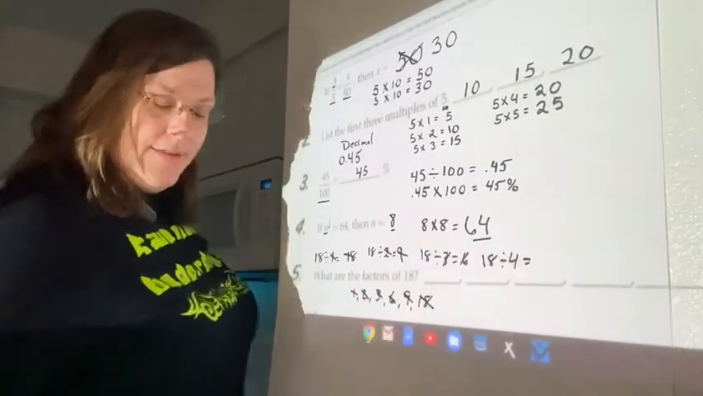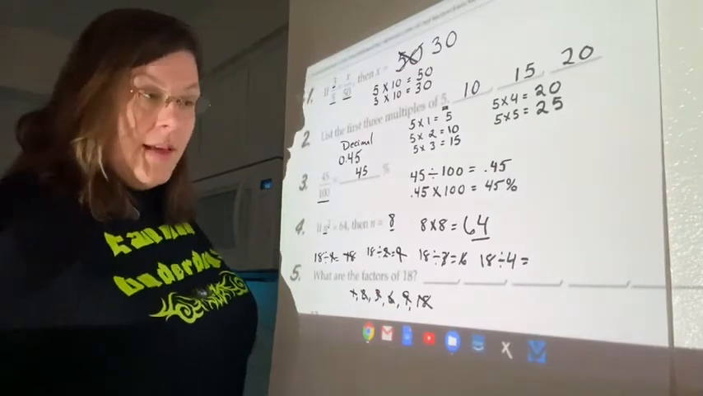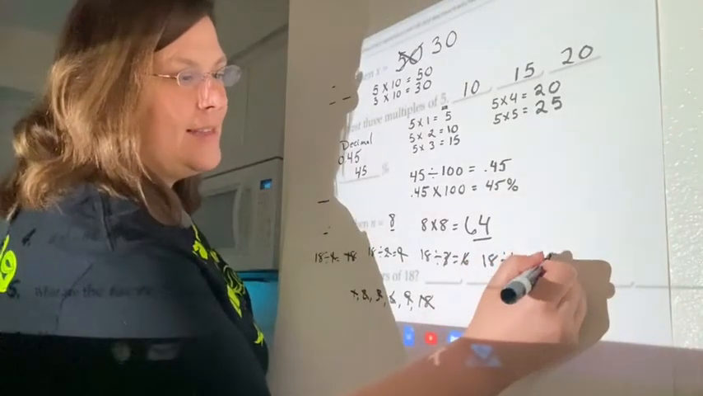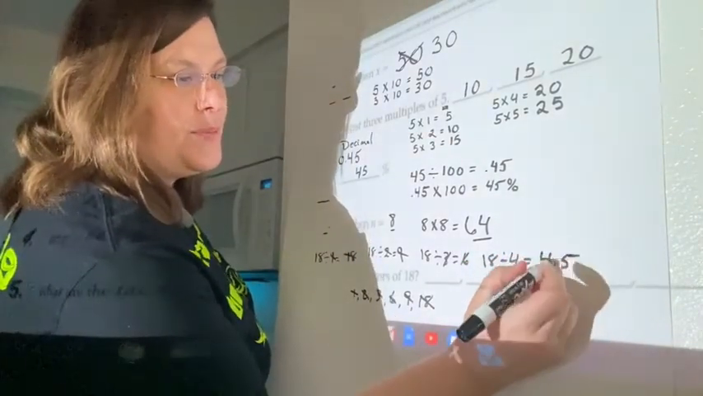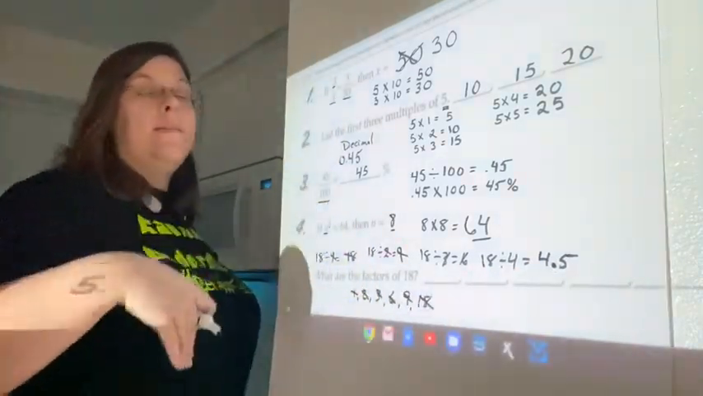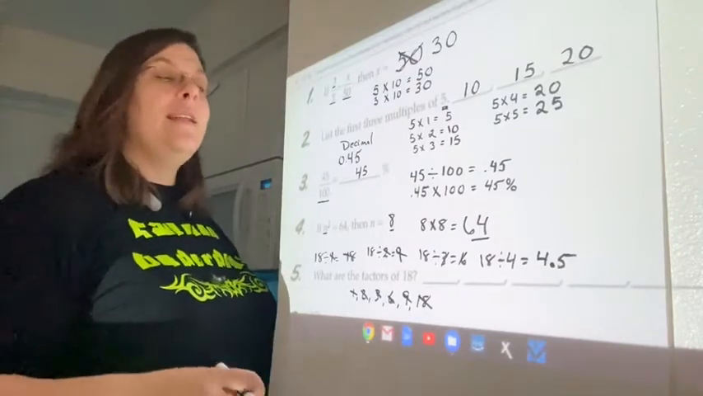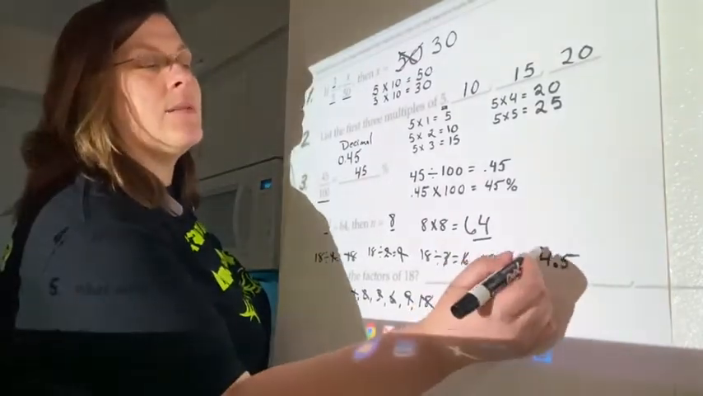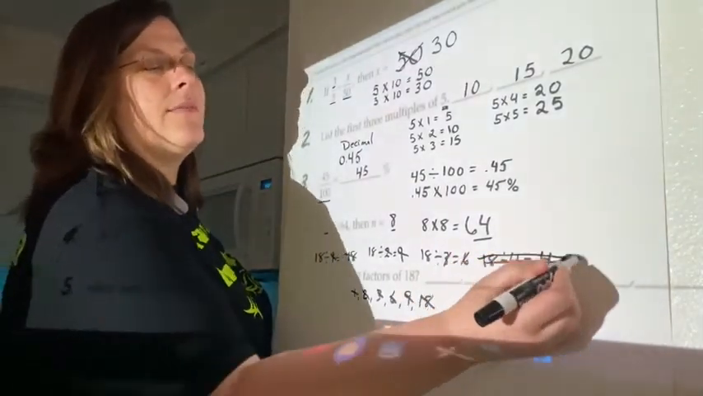All right, so 18 divided by 4 is 4.5. Now, I did this on purpose. If you see this point right here, that point, that makes it not a factor. It cannot have a decimal. As soon as it has a decimal, it's not correct, okay?